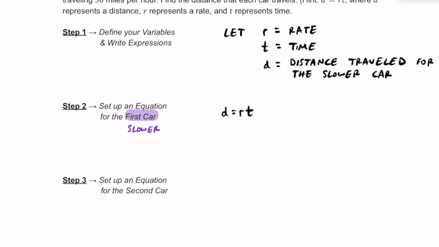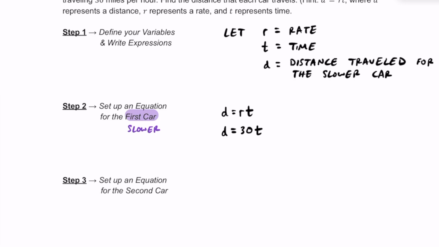Do we know the distance traveled for the first car, the slower car? I don't think so. So let's say D is equal to the rate of the slower car, which we know is 30 miles per hour. So that's going to be 30, multiplied by time. We don't know how long it's going to take, so it's 30 miles per hour times time, right? So that's going to be one equation.